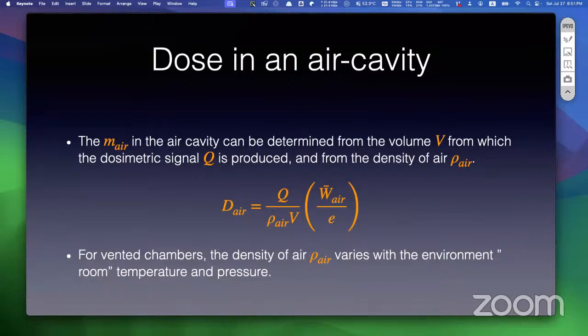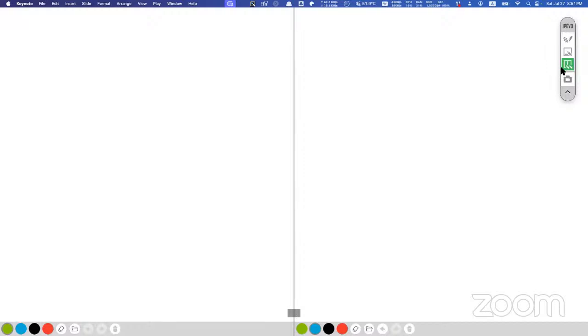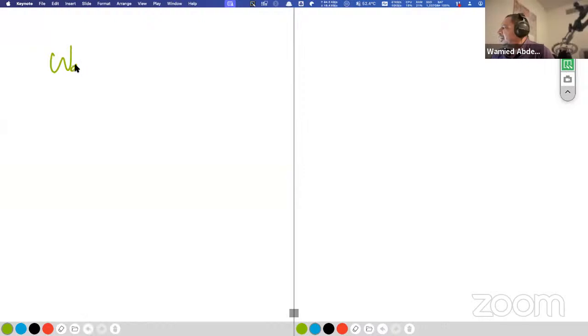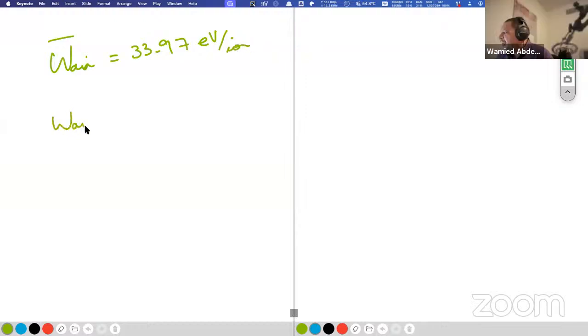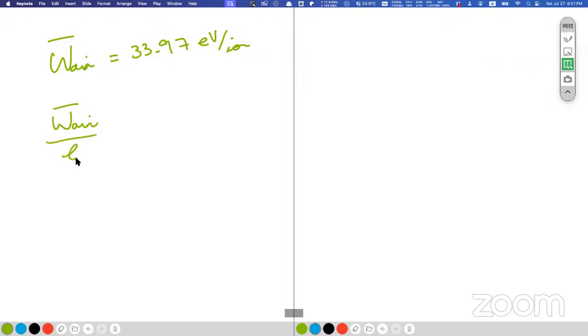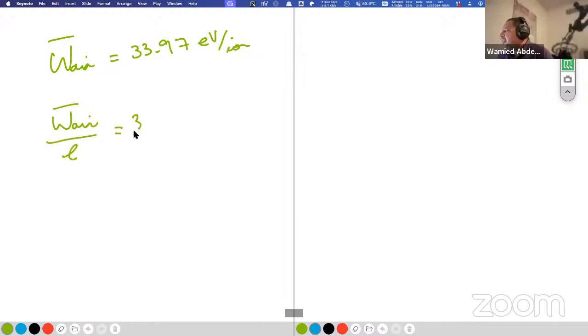W air is the amount of energy required to create an ion in air. It is 33.97 electron volts per ion. W air divided by E is 33.97 joules per coulomb.